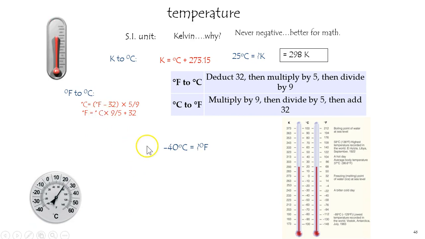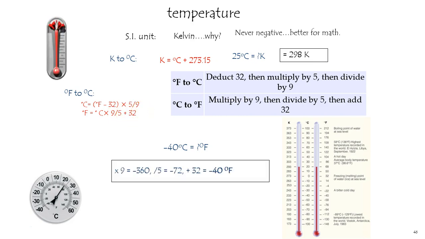Let's practice one. We have minus 40 Celsius. How cold is that in Fahrenheit? Well, we want the Fahrenheit, so let's go with the bottom one here. Let's take our minus 40, multiply it by 9, that's minus 360, divide it by 5, that's minus 72. Add 32 to it, and we get minus 40. Well, how do you like that?